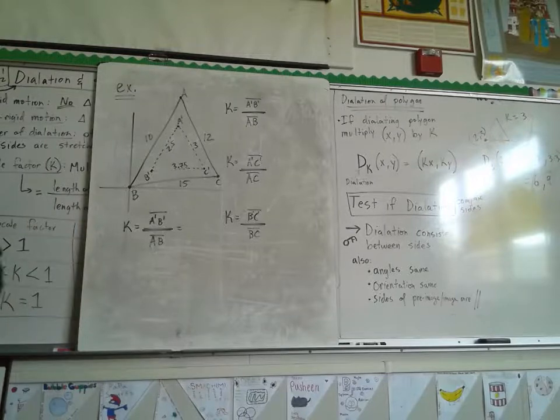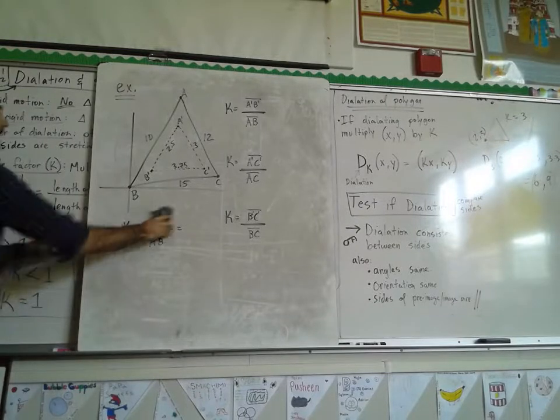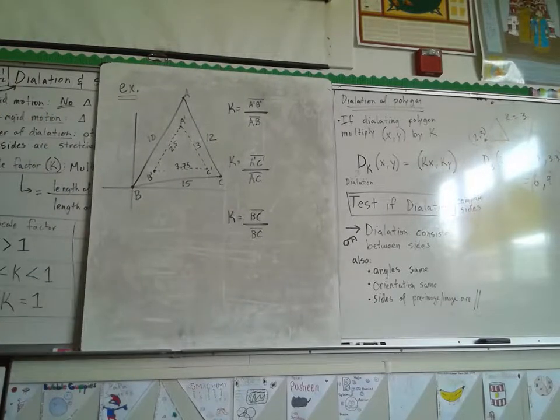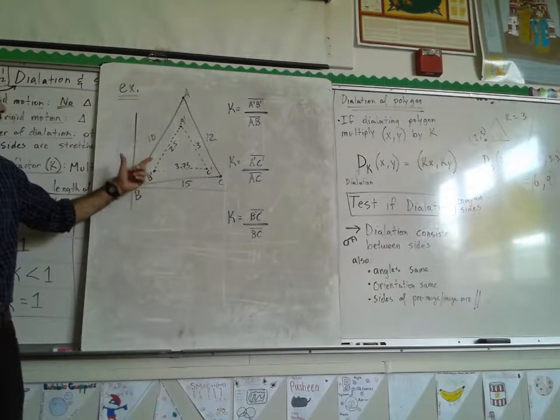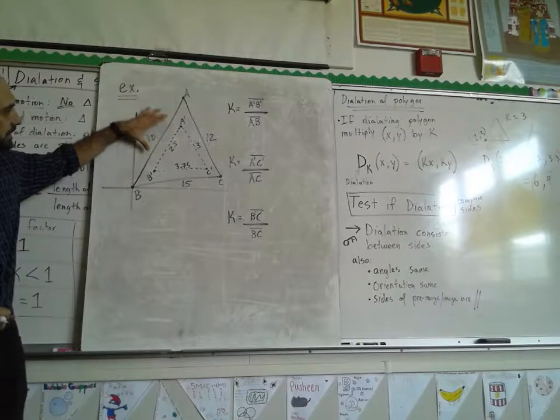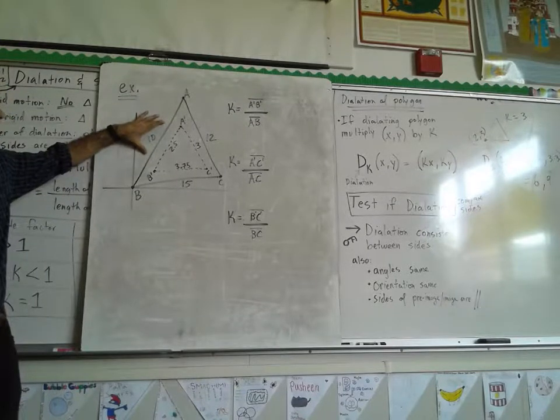Oh, that's why that doesn't need to be there. Get out of here. All right, what we're going to do is find our K factor. And here's the deal. Everybody pay attention right here for a moment. AB is this length, 10, right? A prime, B prime, that segment is 2.5.